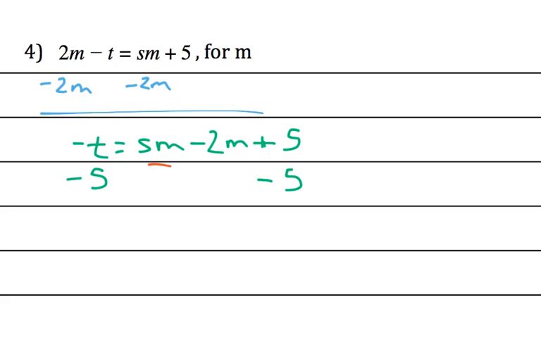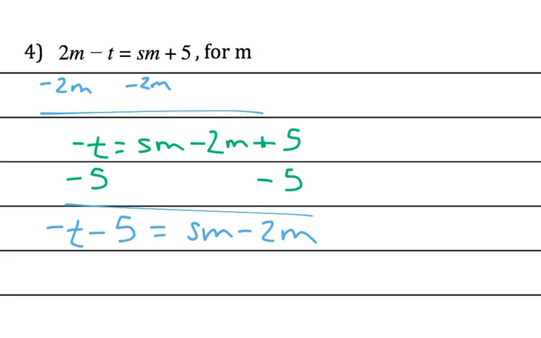Now you have three terms here, 1, 2, 3. Make sure that when you write that minus 5, it ends up on the left side of the equation. Because moving into the next step, we're going to have negative t minus 5 is equal to sm minus 2m. Well, let's check this out.